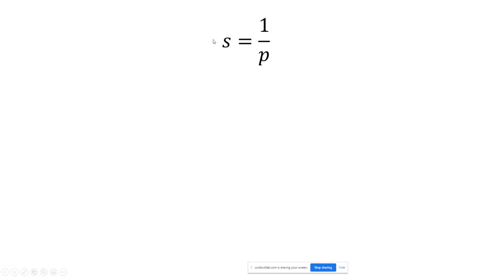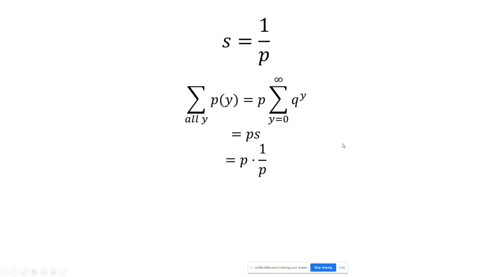All right, so we figured out that s equals 1 over p. Now let's take that back to the sum we were originally interested in, which was the sum of p of y over all the values of y, which was p times s. That's now p times 1 over p, which equals 1. So we've proved that even though this is an infinite summation, it really does add up to 1. So the geometric distribution is a valid probability distribution.